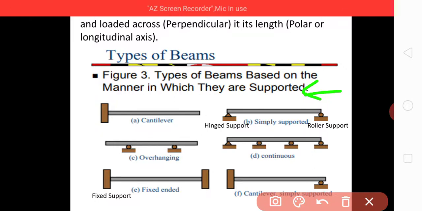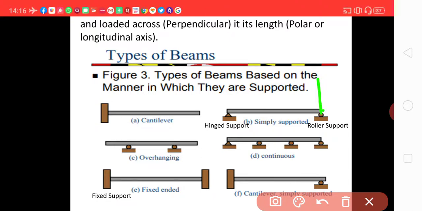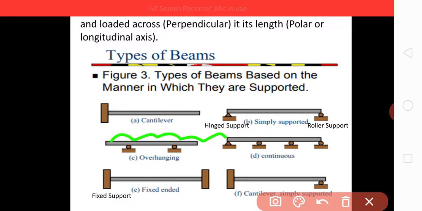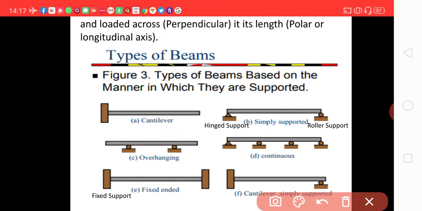Then this is the simple overhanging beam. Overhanging means, take a look here. This beam is ending here, but this beam is going beyond it. So load can be applied here also. That's why we call it an overhanging beam.